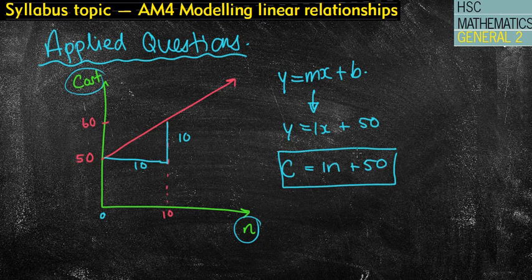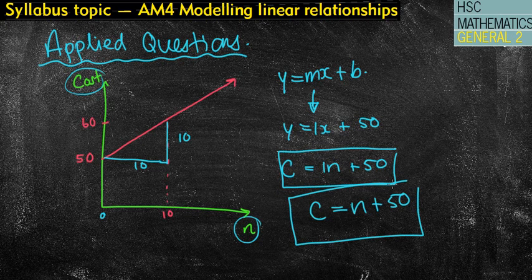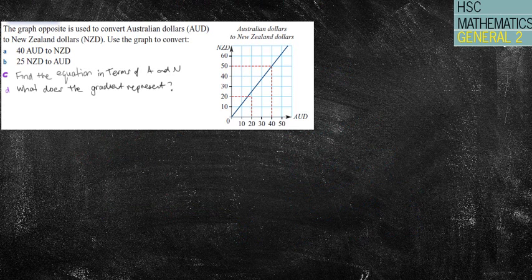And you come up with an equation that is a bit more applied. Of course, that could also be C equals n plus 50. So those are the sorts of questions that we'll be looking at, all right? So we're going to look at a question now.